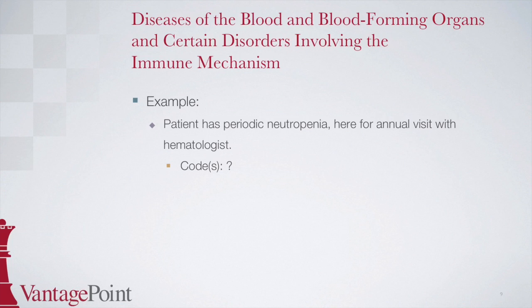Our final coding scenario for this chapter is a patient with periodic neutropenia, here for their annual visit with the hematologist. How would you code this? Please pause the webinar to complete this example and then hit play to continue and learn the answer.